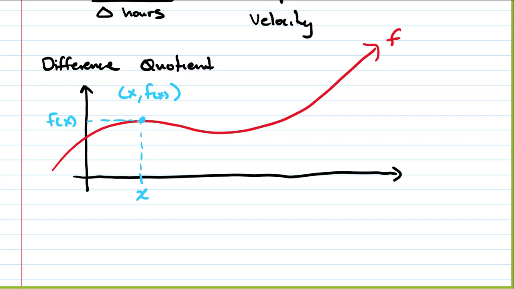And then if I let h be any positive number, so as long as h is bigger than 0, I could find another point over here, x plus h. And if I went to that point on my graph, I would have input x plus h, and its corresponding output would be f of x plus h. So I would get the ordered pair x plus h and f of x plus h.